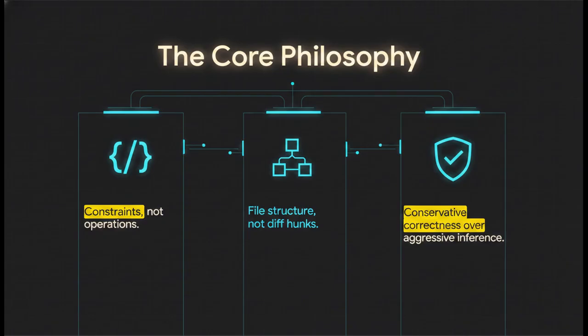So you see, it all ties back together to those three foundational ideas we talked about. The system thinks in constraints, not step-by-step operations. It understands the actual structure of your file, not just fuzzy diff hunks. And it will always, always choose to be correct over making a risky guess.